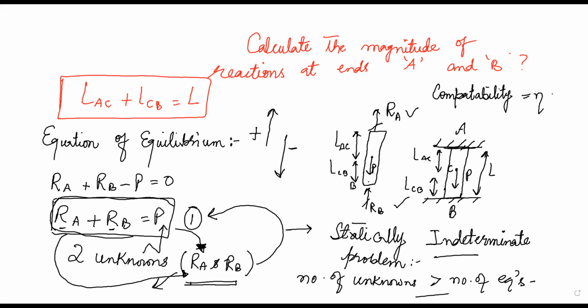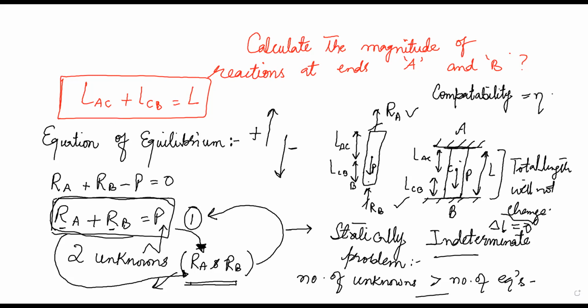End A will not allow the material to go down, end B will not allow the material to go up. So it means the total length of the rod does not change. The total length will never change in this case. Had the rod been free at end A or at end B, then the length would change. But it's fixed at both ends, so the length will not change. It means that the change in length of the material will be equal to 0.